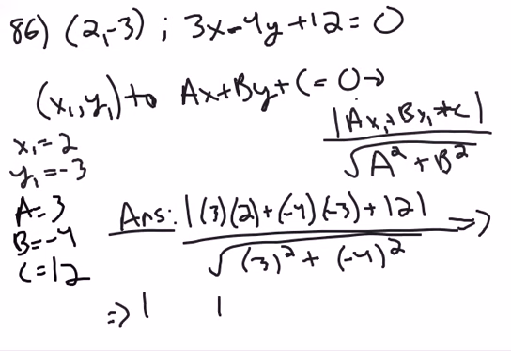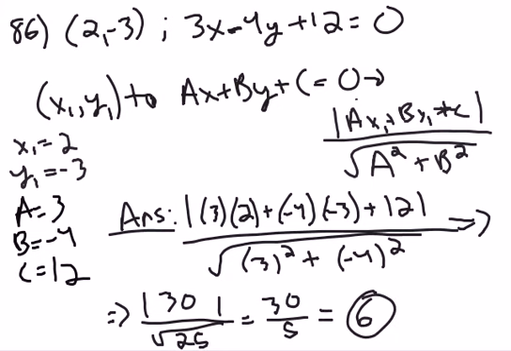absolute value of 30 over the square root of 25. So we can drop the absolute value because 30 is already positive, and 30 divided by 5 is 6. Okay, so the distance from the point 2, -3 to this line is 6 units.